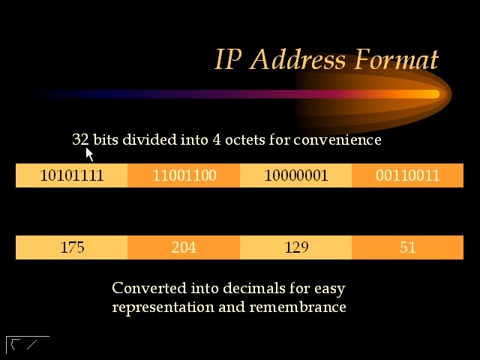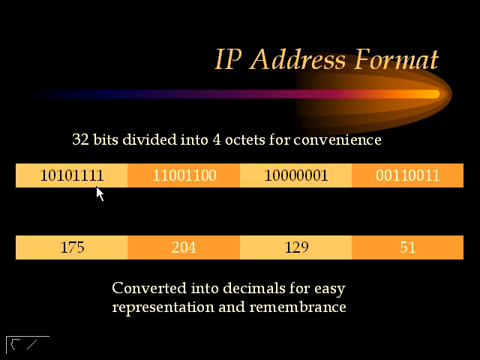A typical IP address is composed of zeros and ones. For the sake of convenience, we have divided this 32-bit address space into 4 parts. Each of these parts therefore would have 8 bits. As such, each of these parts is called an octet. A 32-bit address space therefore is divided into 4 octets.